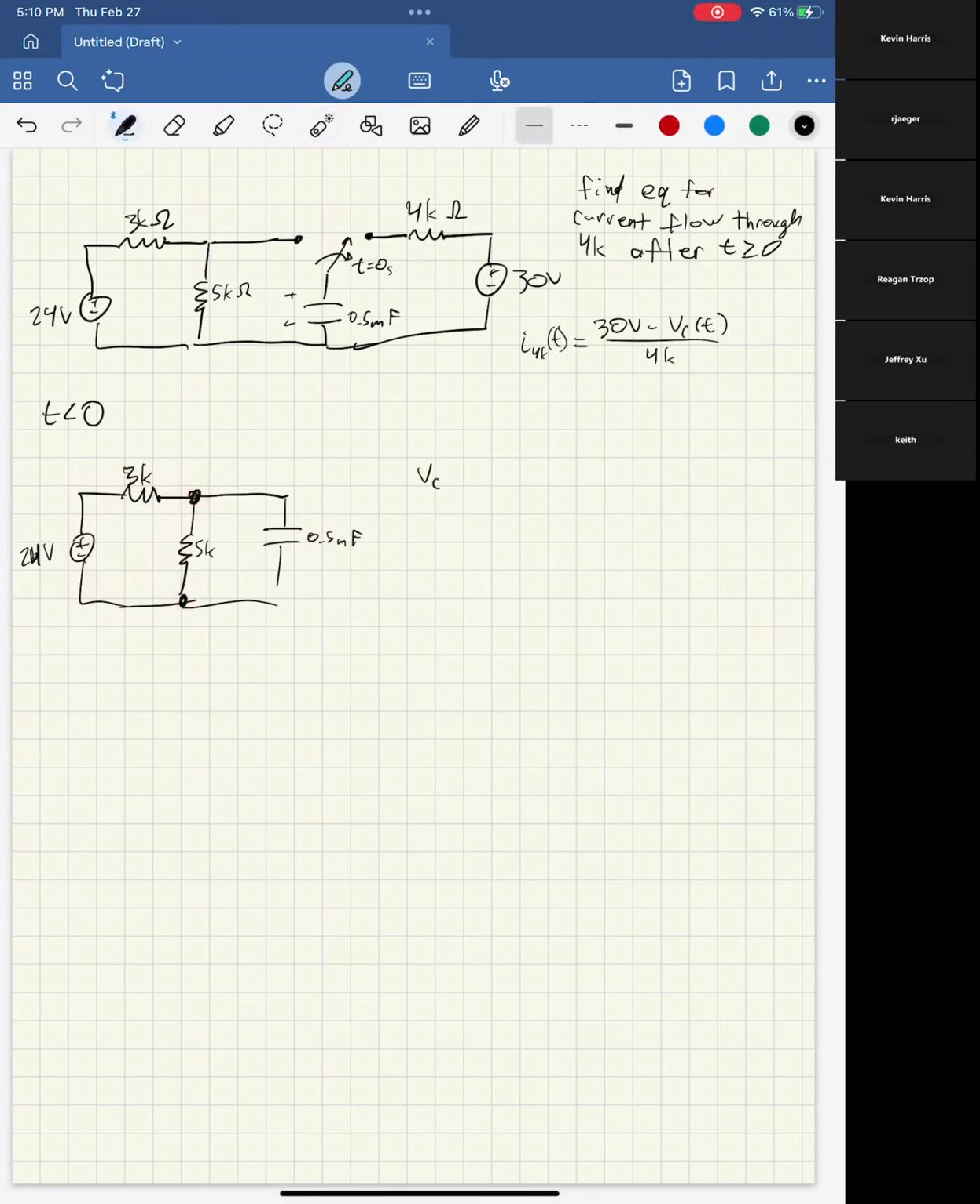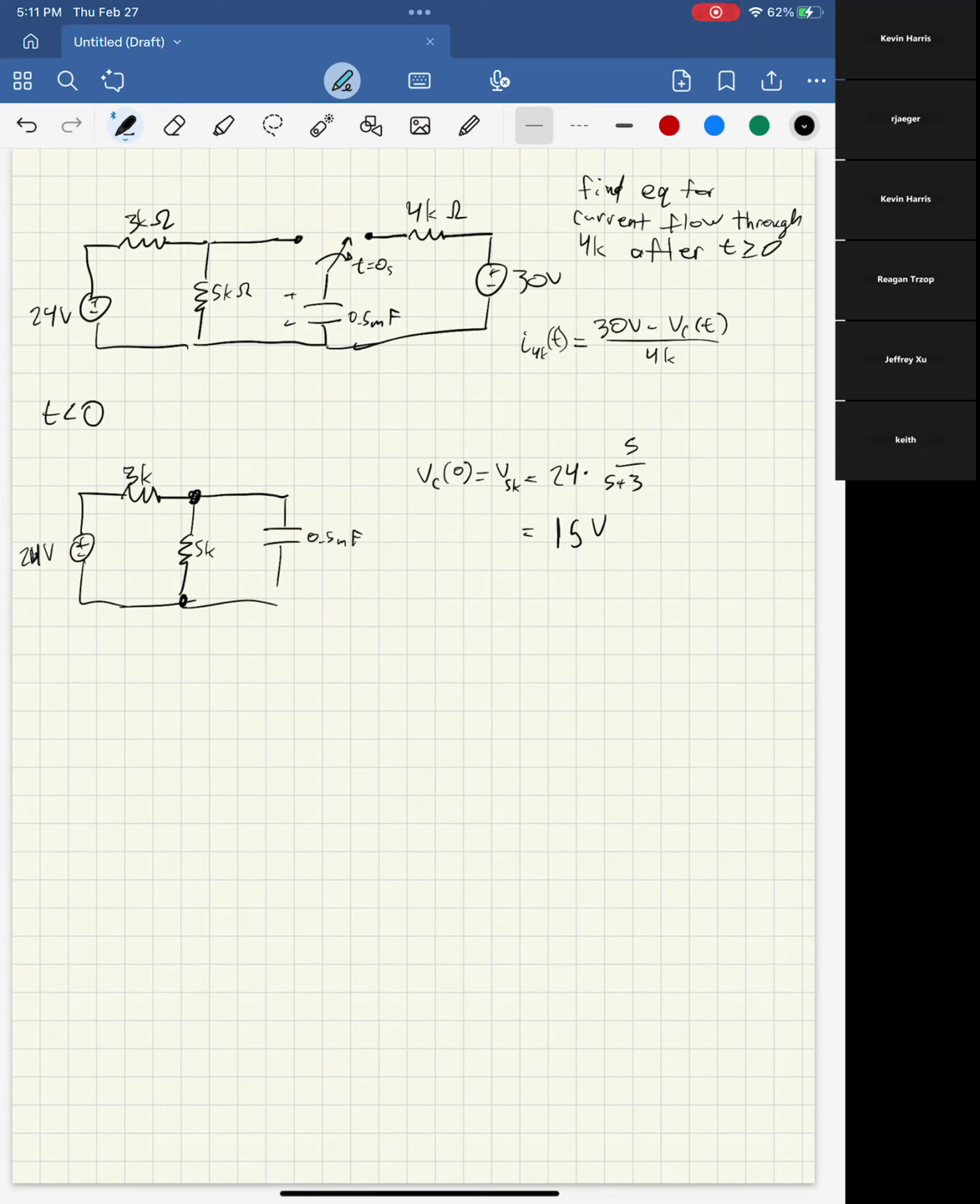So the voltage across the capacitor at time 0 equals the voltage across that 5K, which is going to be 24 times 5 over 5 plus 3 by voltage division. So that's 5/8 of 24. 24 divided by 8 is 3. 3 times 5 is 15. Look at that. You can do math in your head too. So VC of 0 equals 15.